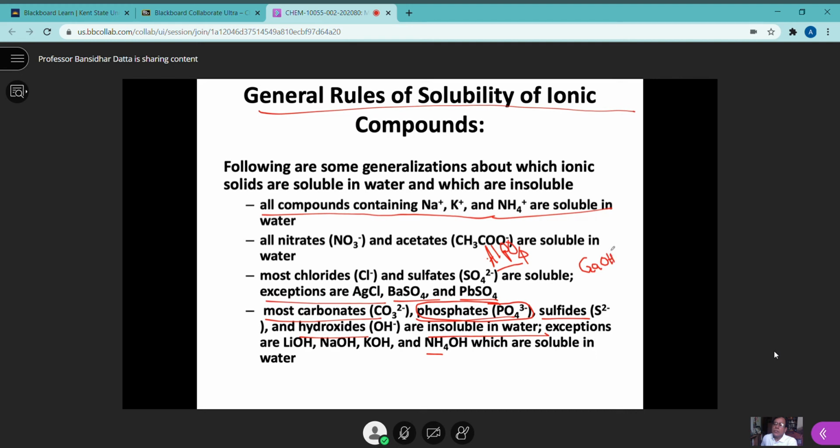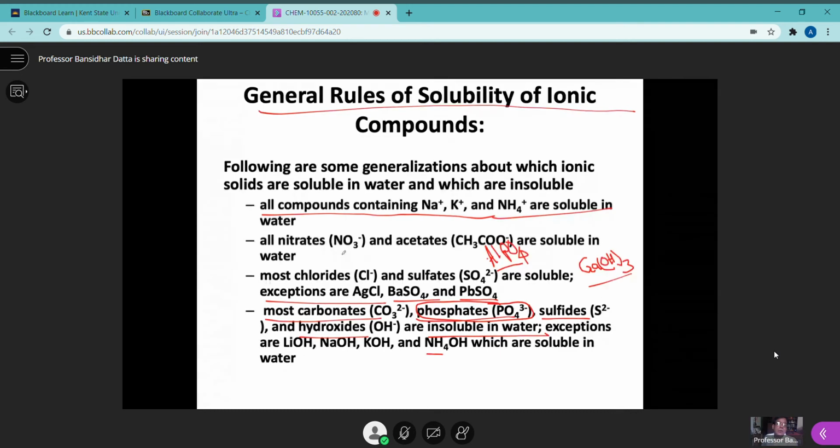All right, Ga(OH)3. What's the name of this? Gallium hydroxide. What's the name of the compound? Is it soluble or insoluble? Insoluble. Thank you. Very good.